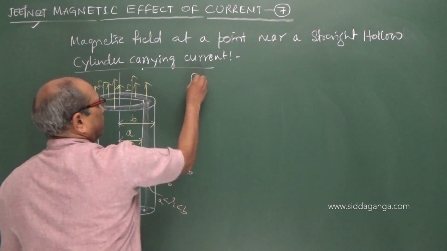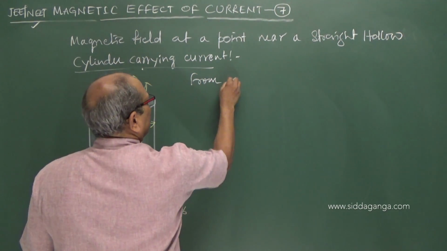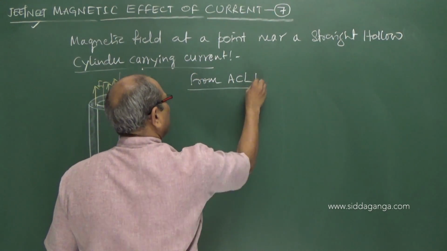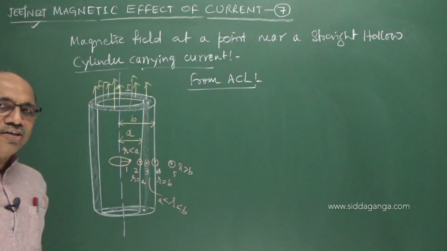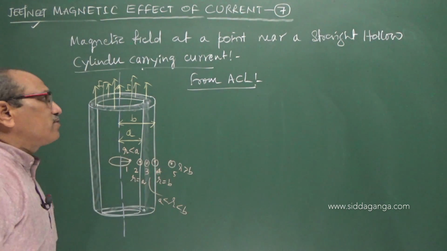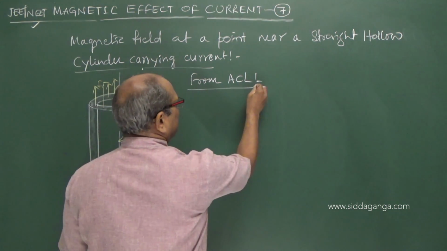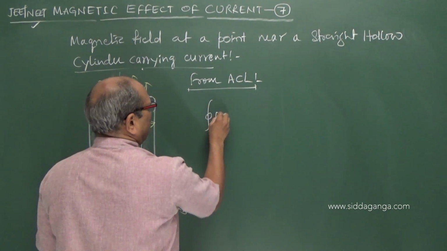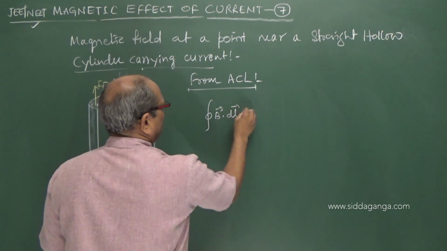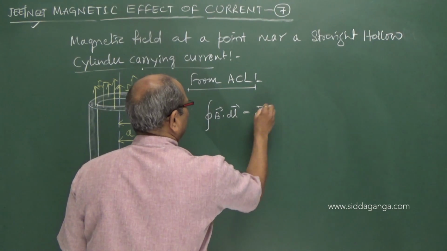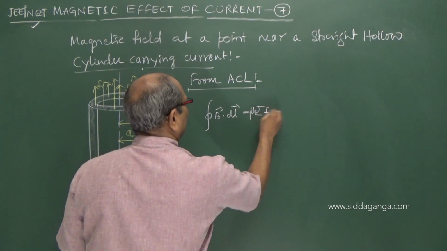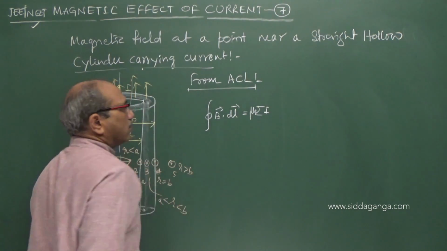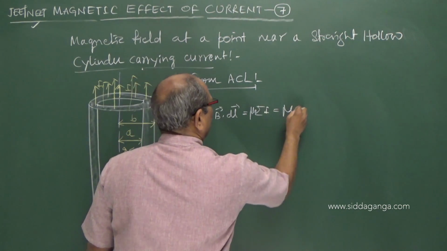Again from Ampere's circuital law, the most simple law, like Gauss's law in electrostatics, it is more helpful in getting the solution and getting the magnetic field. So the line integral of B dot dl is equal to the summation of mu naught I, or this is equal to mu naught I.